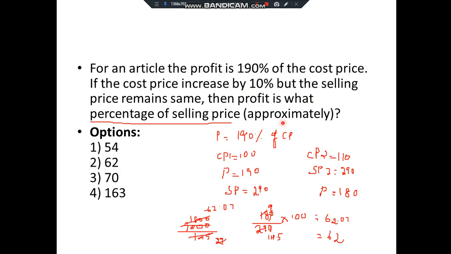So previously we have considered it as 100. So 10% increase means 10% of 100 is nothing but 10. So your selling price would be 290. Okay. Cost price would be 110 and selling price would be 290 because they have given the same selling price. Okay. Now you will have the profit, right? Yes. Now you will have to find the profit percentage of selling price.